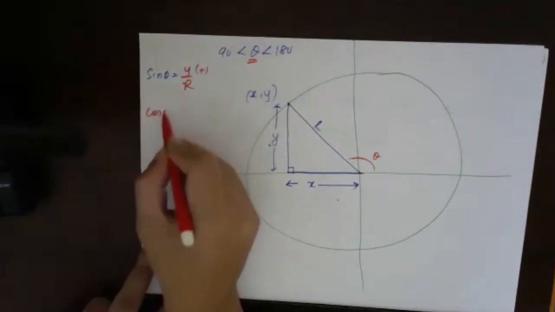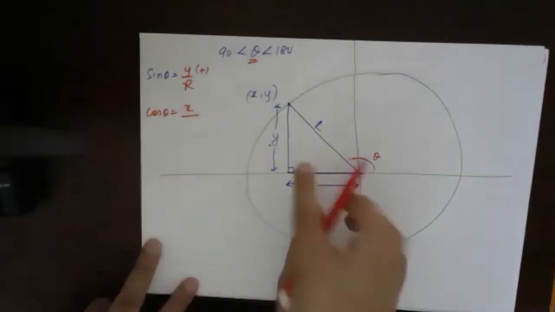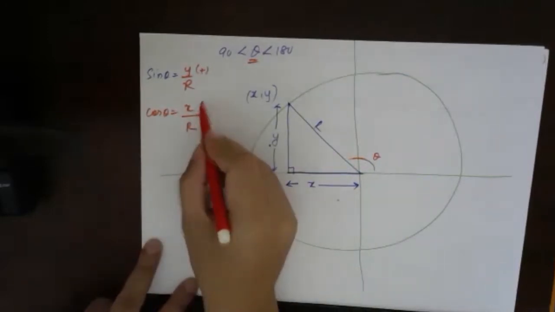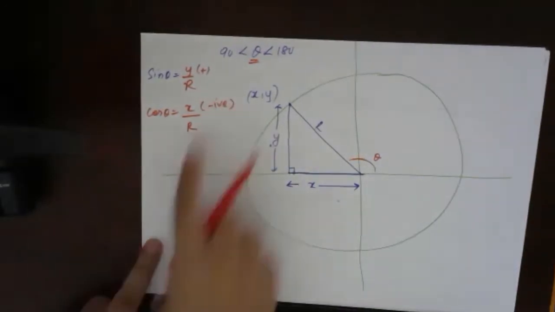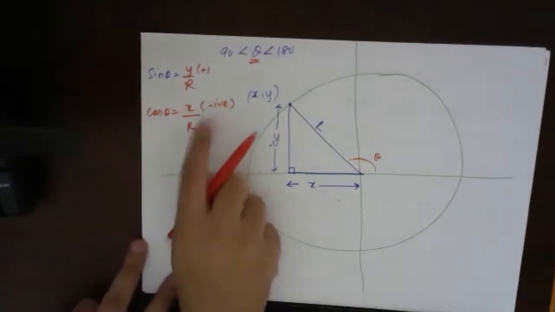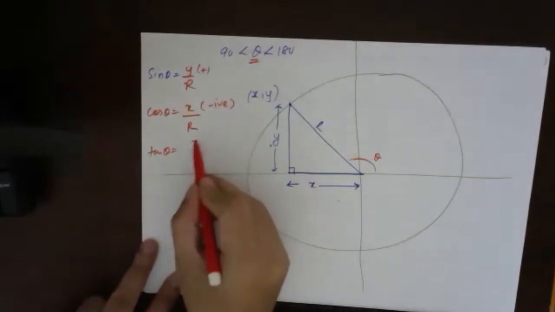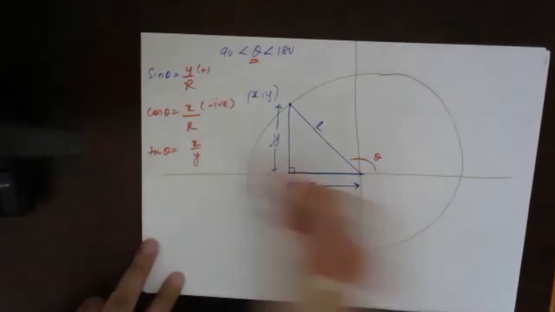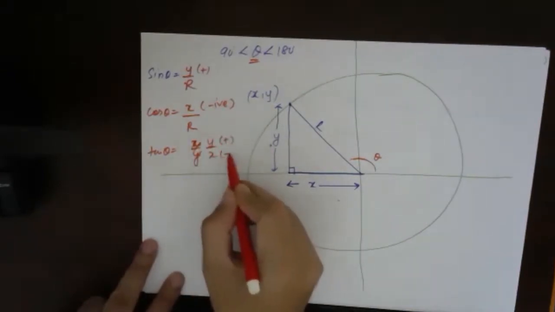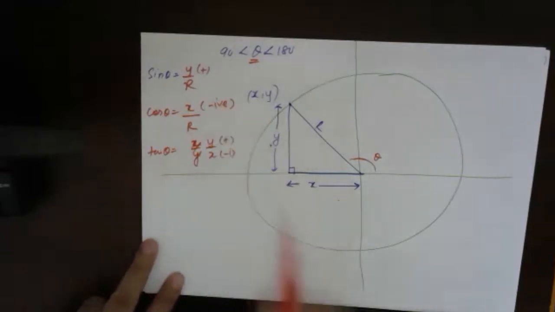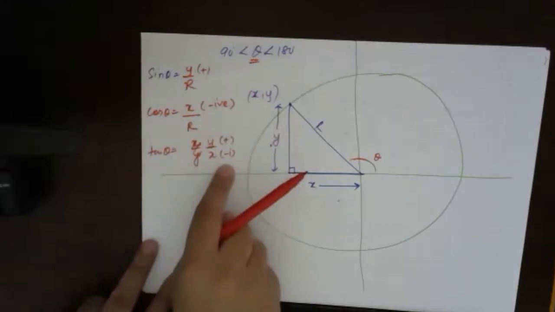Now if you write cos theta, the base is x and the hypotenuse is r, but here x is negative, so cos becomes negative. And tan theta is nothing but y by x. Y is positive and x is negative. So here sine theta is positive, cos theta is negative, and tan theta is negative.